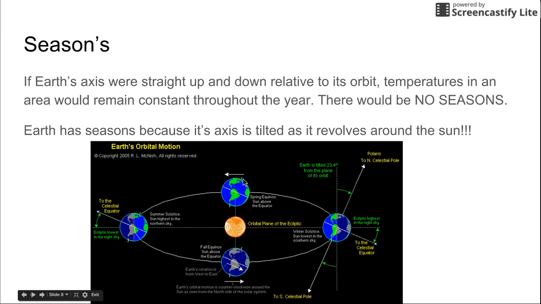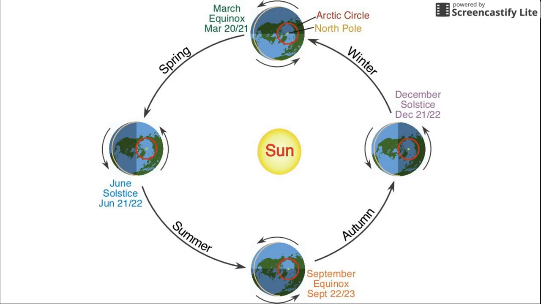You have spring, summer solstice, fall equinox, and the winter solstice. So basically, what this means is that between December and March, we have winter. Between March and June, we have spring based on the relative position of the Earth compared to the sun. From June to September is summer, and September to December is fall or autumn.